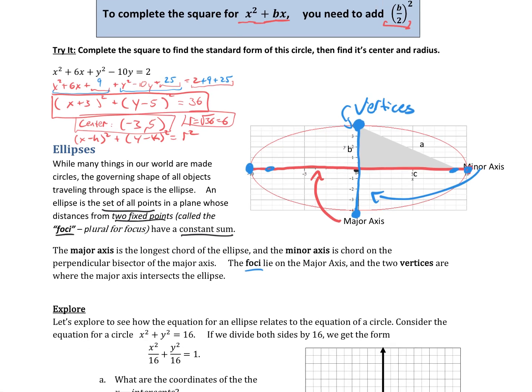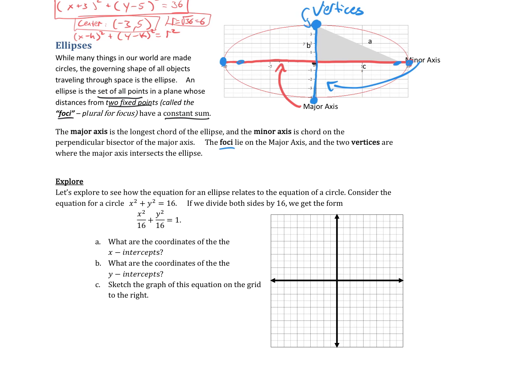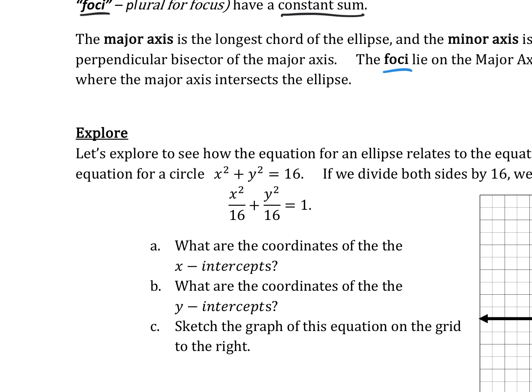All right, well, let's explore this a little bit here. So if we take a circle that has this equation, x squared plus y squared equals 16, okay? So let's go ahead and graph that. First of all, before we graph it, let's divide both sides by 16, and we get this equation here, okay?